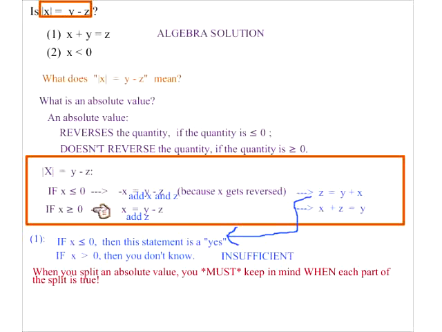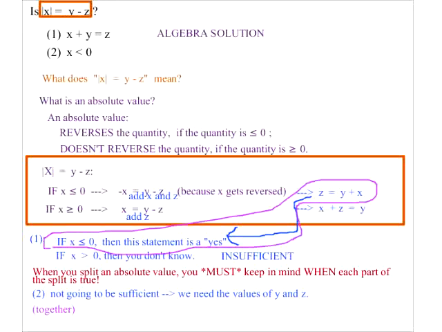Okay. Statement 2, definitely not going to be sufficient, because this doesn't tell us anything. I mean, we need the values of y and z. But if you have them together, then you know that you are dealing with this case right here, just the case where it's a yes. So that's going to be sufficient.